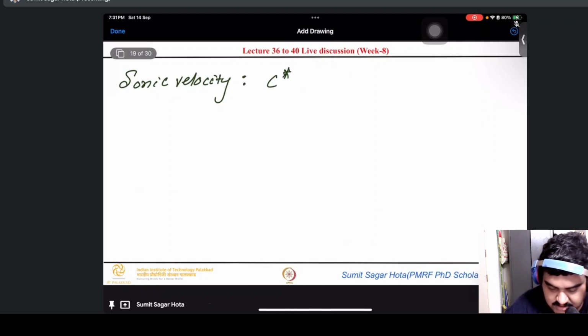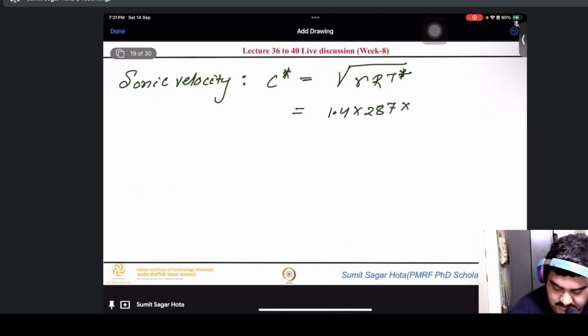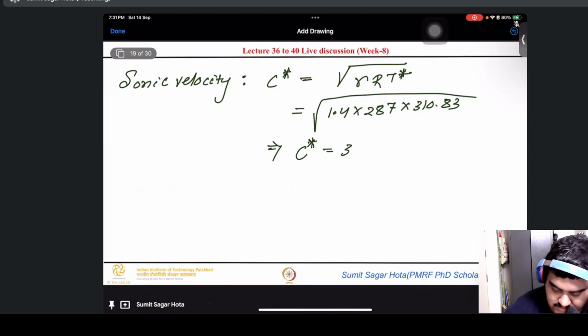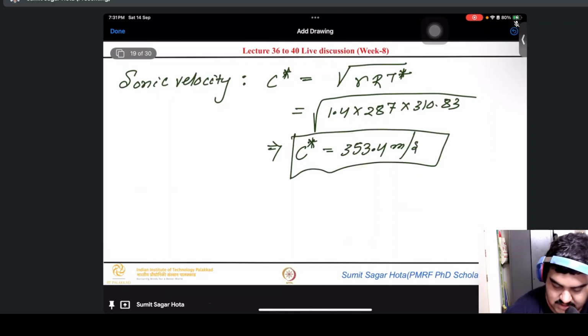C star is equal to square root of gamma R T star, which is 1.4 times 287 times 310.83. So C star is equal to 353.4 meter per second. Okay, so next we find out the density.